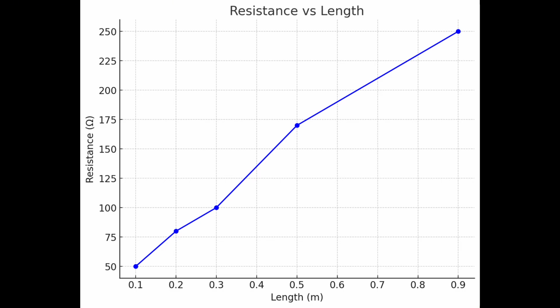To make this experiment better in the future, we can use better connection clips, take more careful measurements, and repeat each step a few times to be more accurate. Even with these small errors, our results showed the main idea clearly. Longer wires have more resistance, and we can use this to understand resistivity better.